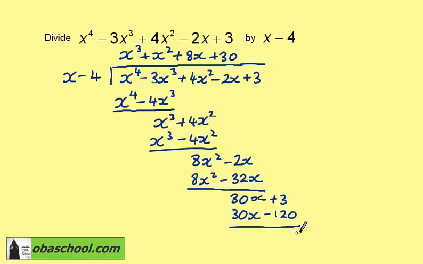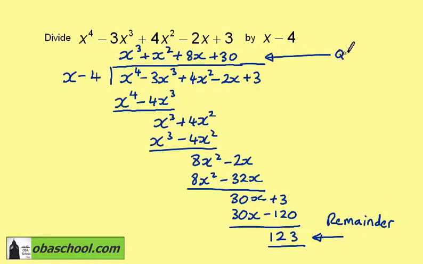30x minus 30x disappears, and then 3 minus 120 becomes 3 plus 120, which is 123. This is the remainder on division, and this is called the quotient. And the next example will examine what we can do with these in a little more detail.